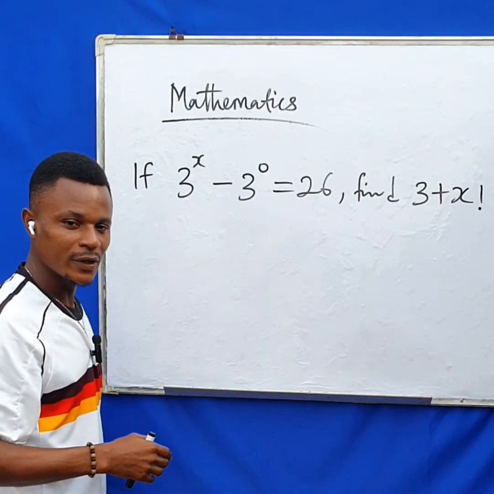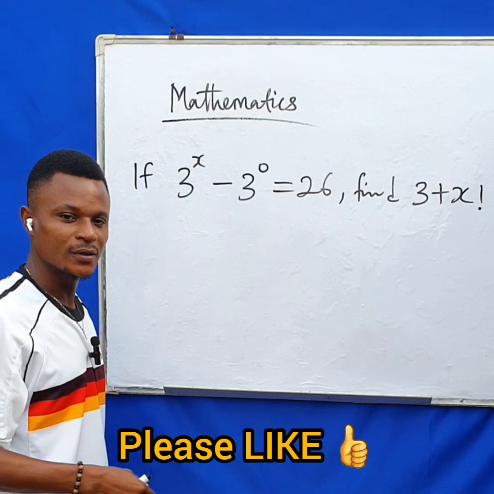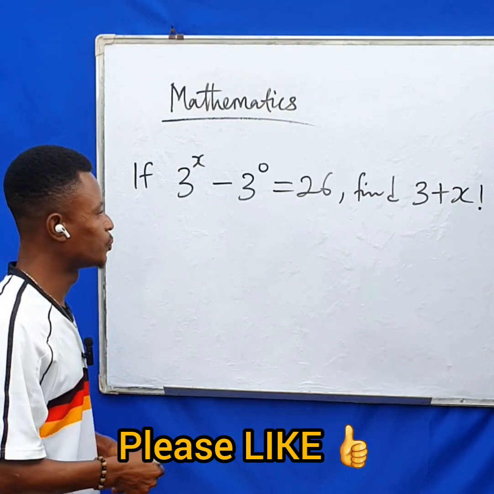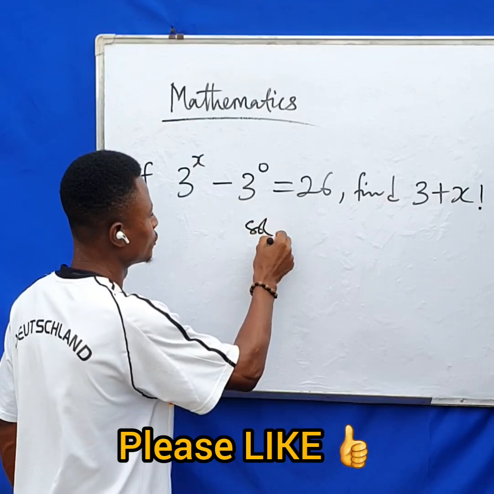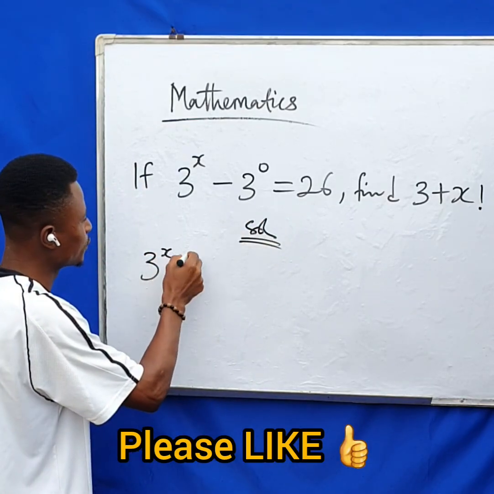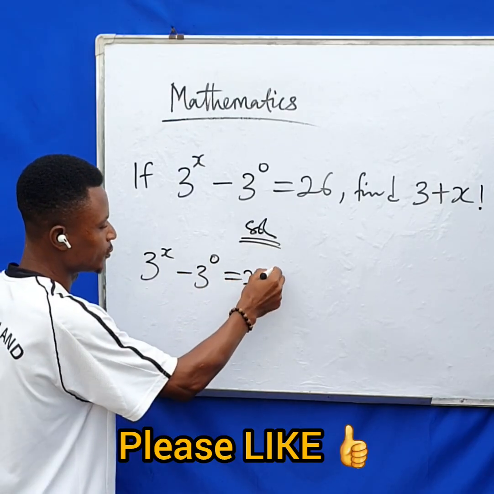After you have gotten the value of x, you then substitute it into that factorial expression there and then evaluate it to get your final answer. Let me show you what to do. Here's the solution. We have 3 raised to the power of x minus 3 raised to the power of 0 equal to 26.